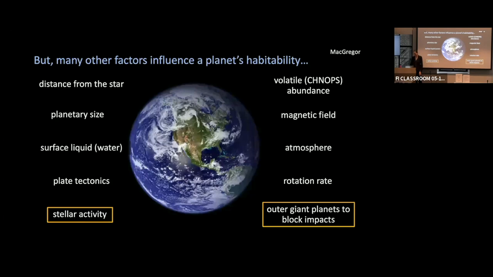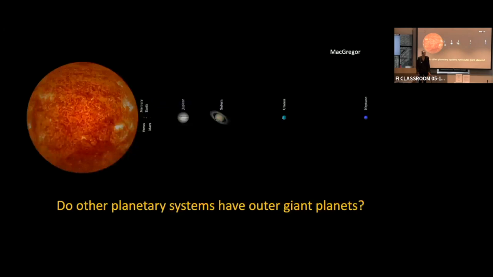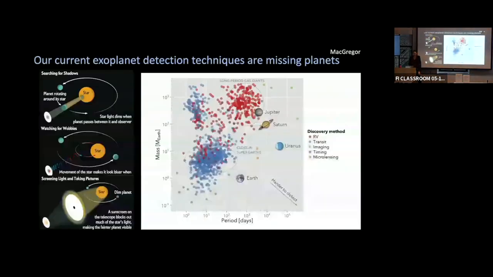Okay, so I wanted to focus on this idea of outer giant planets and then stellar activity, and then we'll move into the broader menu later. The first is a pretty simple question: do other planetary systems have outer giant planets? The catch here is that we don't actually have a good answer to this.